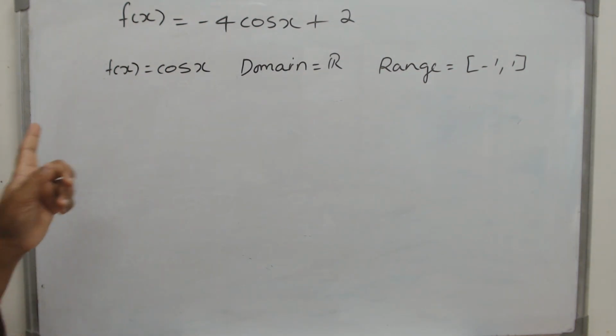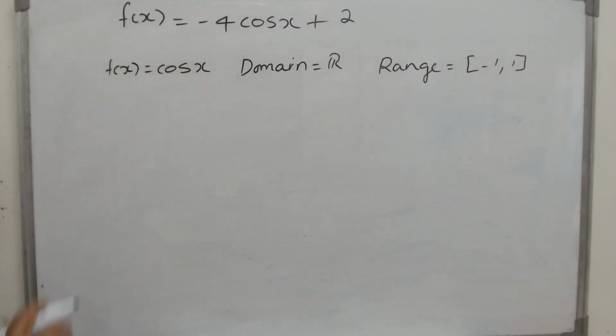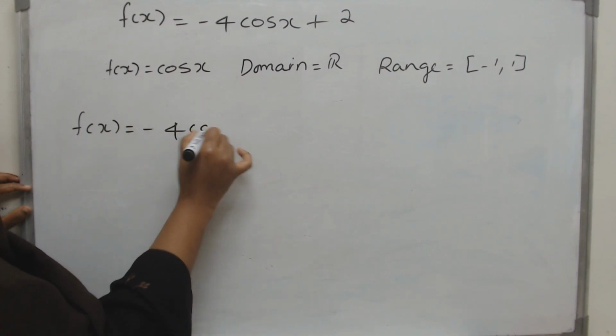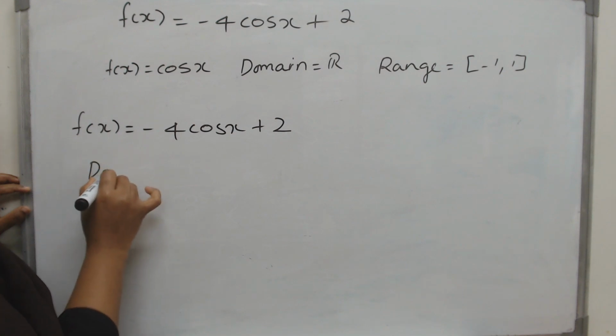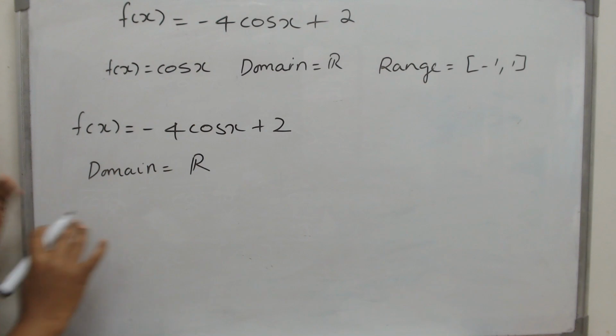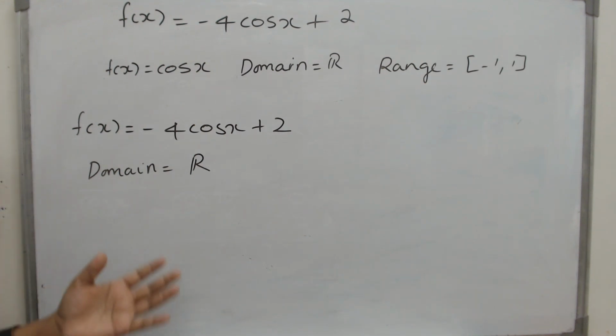But then there is a problem here. Our function here is not cos x. What is the function that we have? It is -4 into cos x plus 10. But the good news is the domain remains the same. The domain is still the entire set of real numbers. You don't have to leave out any number, any angle. Can you tell me why that is?